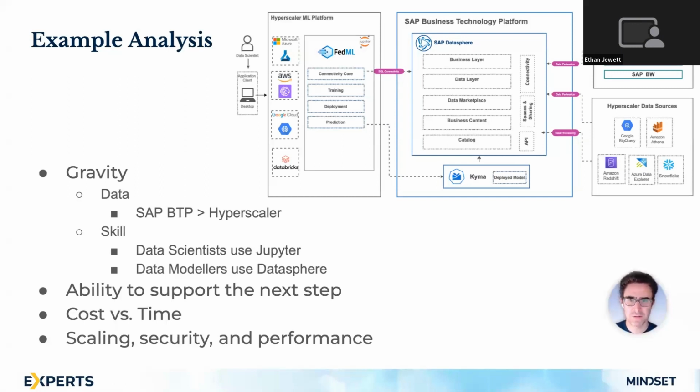Secondly, skill. This reference architecture makes some assumptions about where skill sits. So the basic assumptions that I see here are that data scientists are going to use Jupyter, and they're going to use it on a hyperscaler ML platform. And the data modelers are going to use Datasphere, and they're going to be doing their modeling in Datasphere focused on SAP and non-SAP data. Again, this may not be true for your organization.